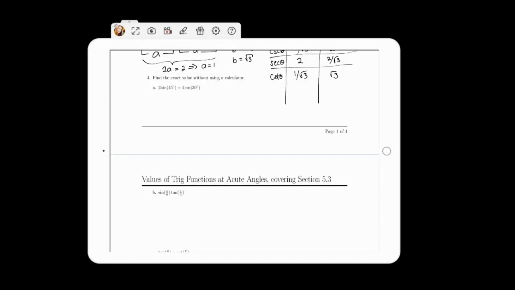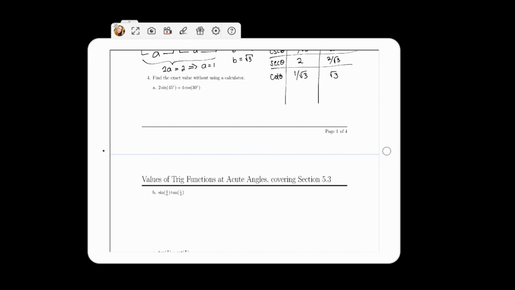Welcome to the second video for section 5.3. So now that we've derived all of the angles, all of the trig values of the angles, we are going to be able to find the exact value without using a calculator because we memorized them.